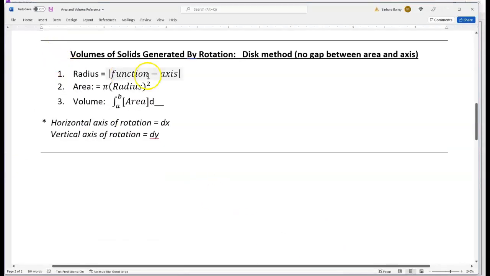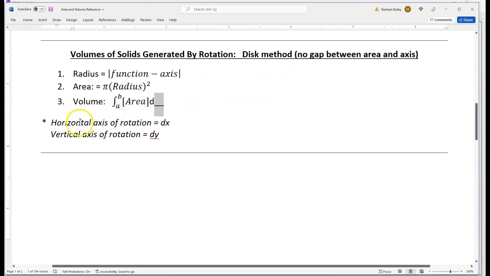Okay, so after you find your radius, the area that's generated as you rotate one section around is a circle, so it's pi r squared, where the radius here is what we found in step 1. And then to turn that into a volume, you would integrate that area that you found in step 2. So whatever you got in step 2 just gets plugged in down here. Now, notice I put a blank here because it could be with respect to x or it could be with respect to y. It just depends on what your axis is.